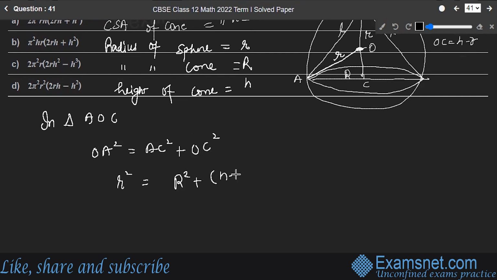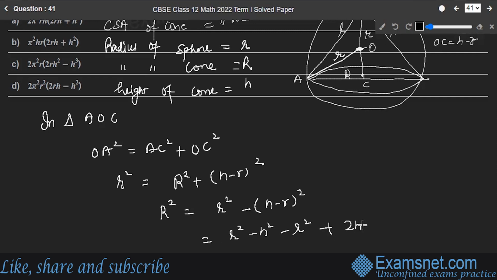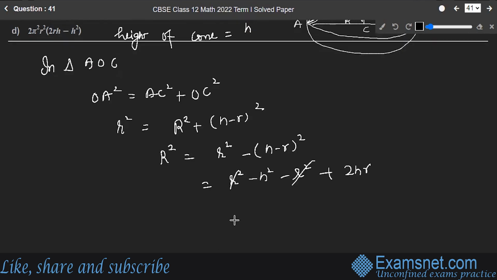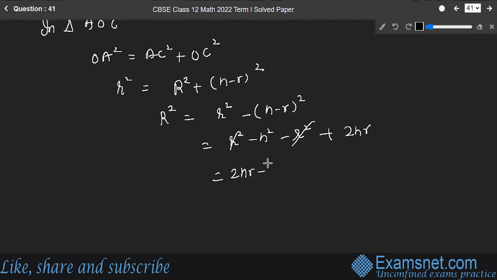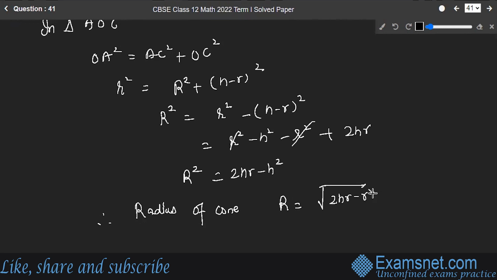or r square is equal to capital R square plus (h minus r) square, which gives you r square is equal to R square plus h square minus 2hr plus r square. So we have 2hr minus h square, that is equal to capital R square. Therefore, the radius of the cone R is equal to root of 2hr minus h square. I hope you're clear with this till here. This is, let's say, equation 1.